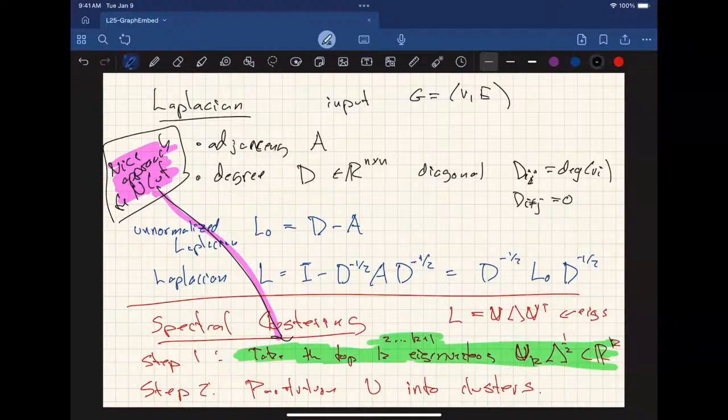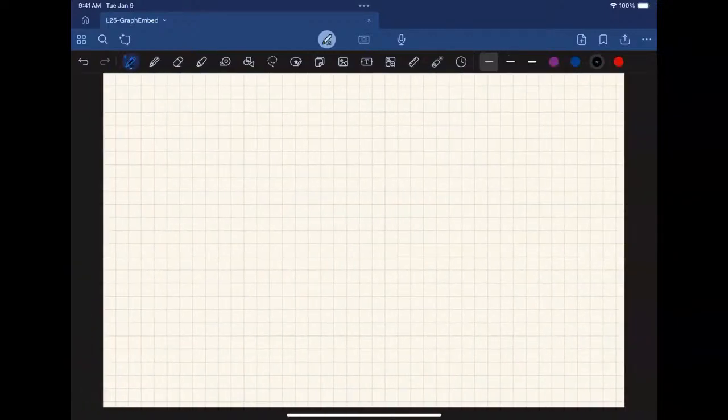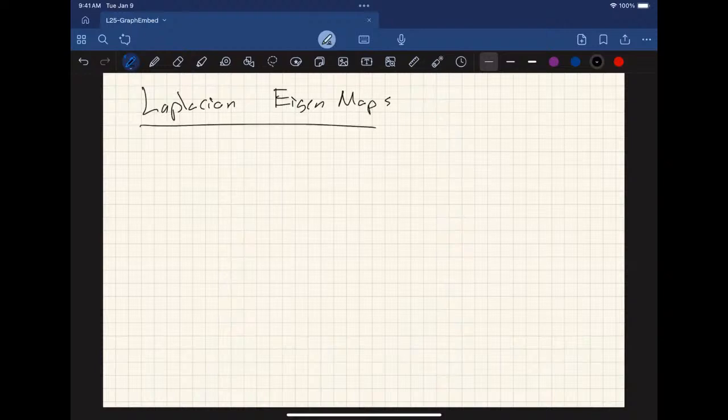Well, before we get there, I want to do another small detour. There's another method I'll mention, Laplacian Eigenmaps. Okay, and so this is an approach for manifold learning or non-linear dimensionality reduction.